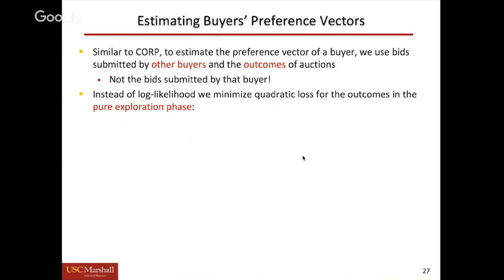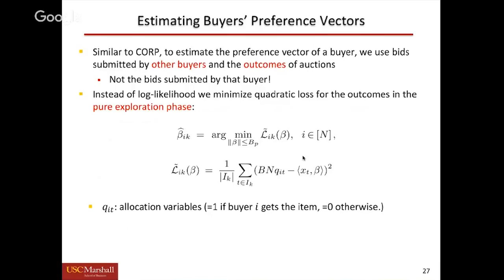Okay. So let's start with how we estimate the preference vectors. We cannot form the log likelihood function anymore, so we just go with some quadratic fit. We want to regress this allocation QIT based on the features that you have. And this B times N is a normalization. B is the bound on the valuation, and N is the number of buyers. And IK is just the exploration phase of episode K.